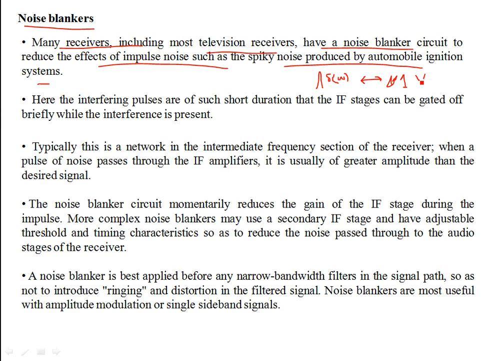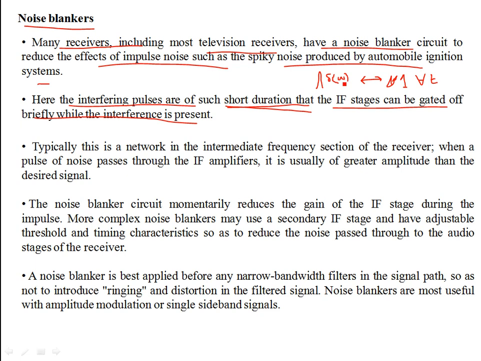That means it's going to corrupt, for example at the IF stage, the entire signal processing for all the duration, and it's not desirable. It could be due to automobile ignition, or a spike could occur due to weather conditions, the lightning conditions. So we don't need this impulse in electronics. It's going to affect the signal processing severely. The interfering pulses are of such short duration that the IF stage can be gated off briefly while the interference is present.